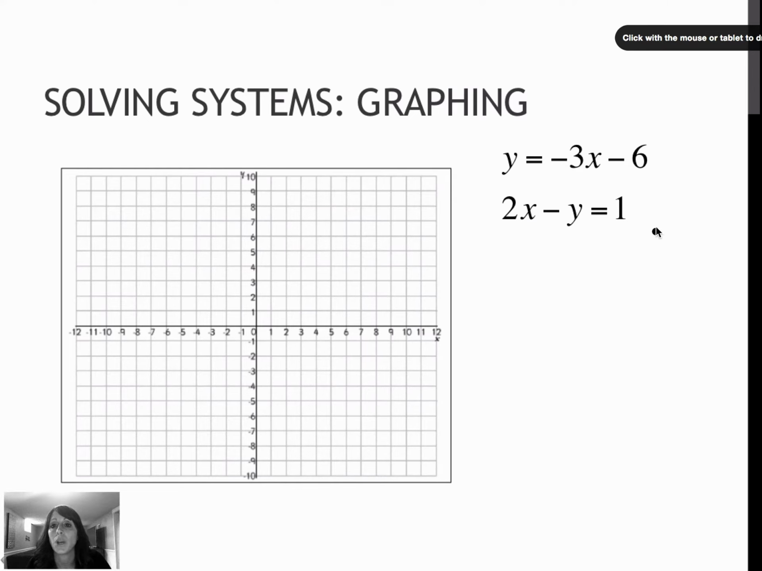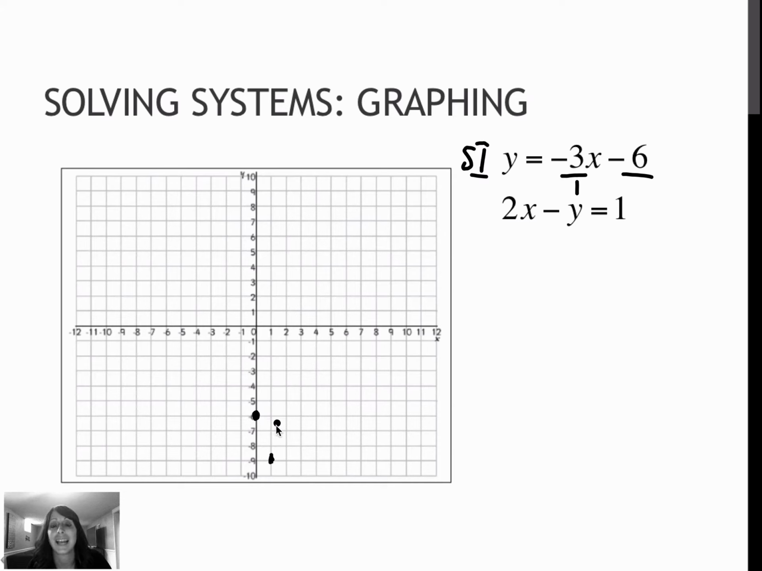For my first equation, I will start at -6, because my first equation is in slope-intercept form, and slope-intercept form tells me to start at the b value, which is -6. And I'll use my slope of -3/1 to go down 3 to the right 1.